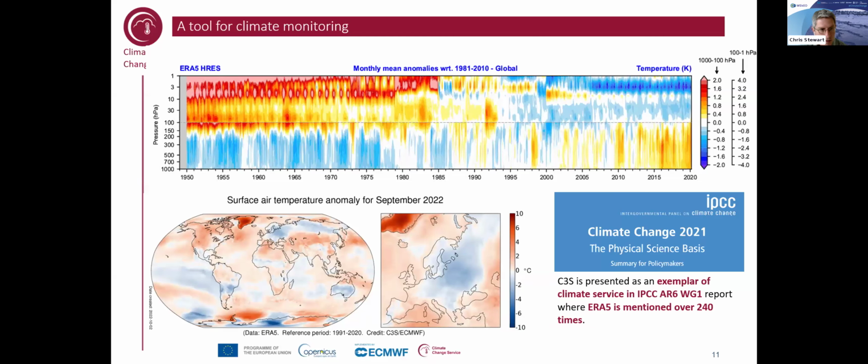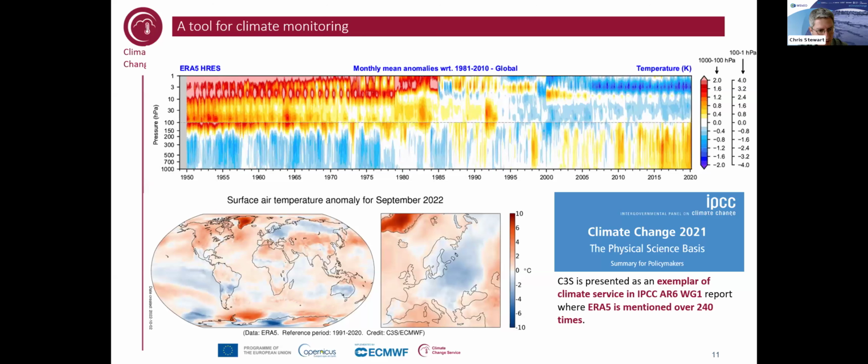So the figure on the top is a time series going from 1950 to pretty much the present. And it's at different layers of the atmosphere. So starting from 1,000 hectopascals from the surface to the upper atmosphere. But each point on this figure is just one global average temperature. Okay, so it's global average temperature. It's just one measurement for the whole world.